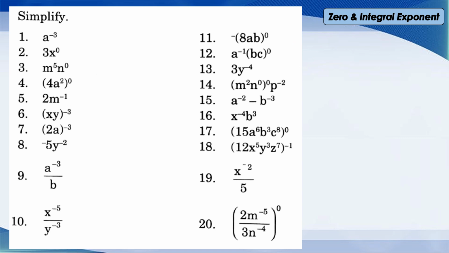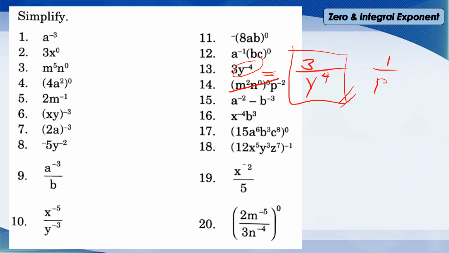Next example, we have 3y raised to negative 4. Kopyahin yung 3. May negative yung ating y, kaya siya ibababa natin, y raised to 4. Final answer. Next, number 14. Since na siya may exponent na 0, cancel natin to. Then natira yung p raised to negative 2, siya magiging 1 over p squared.